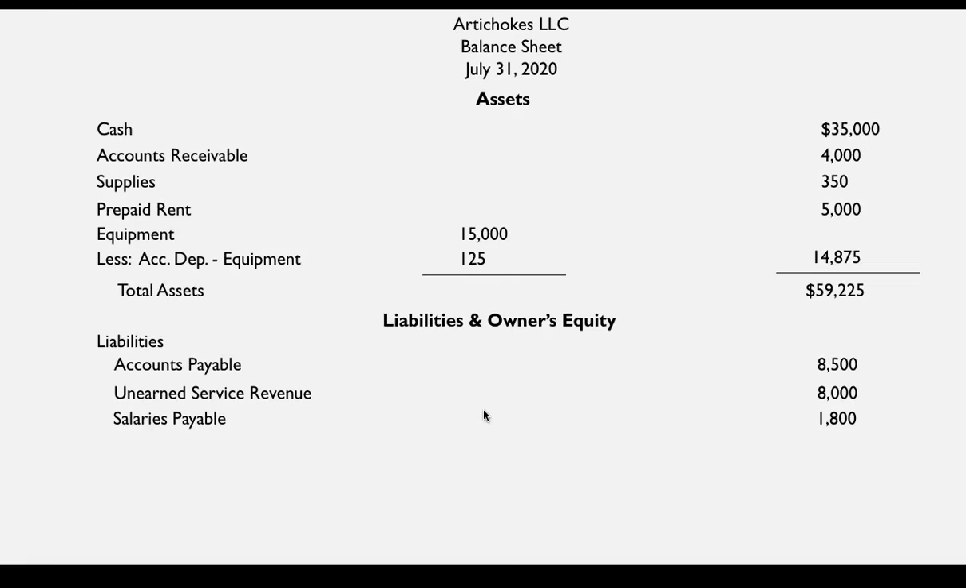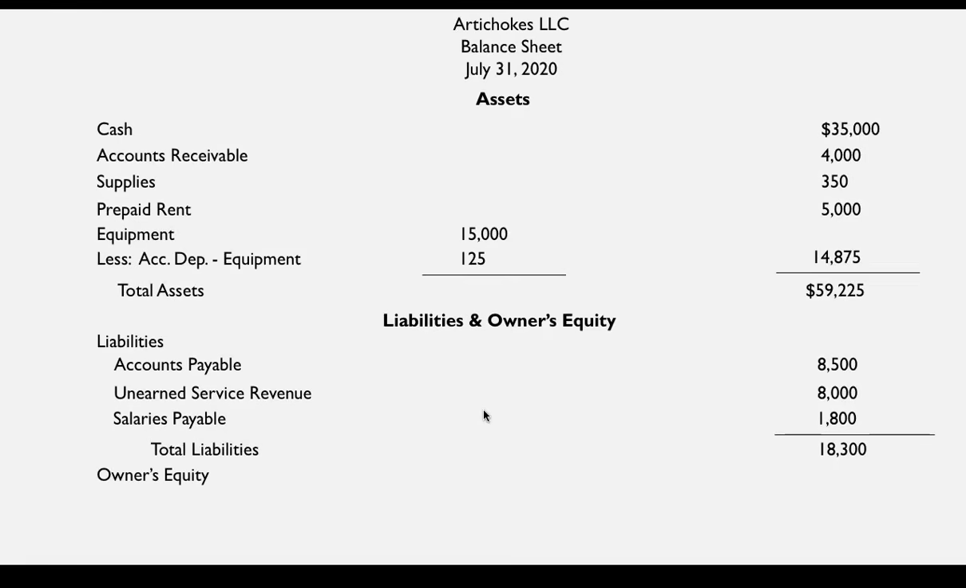When we have multiple liabilities like this, we want to also be able to show our total liabilities. So we add up your accounts payable, unearned service revenue, and salaries payable amounts. You'll end up with $18,300 for your total liabilities. So now we're done with the liabilities part. So now we can take a look at owner's equity.